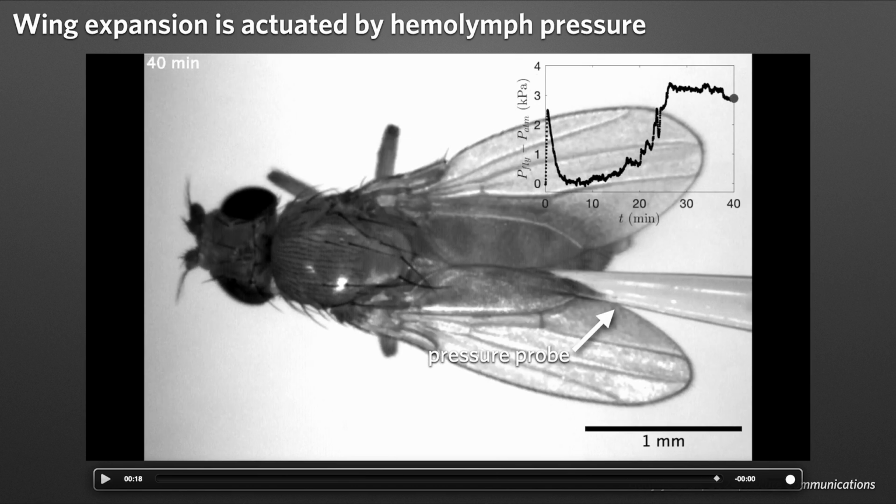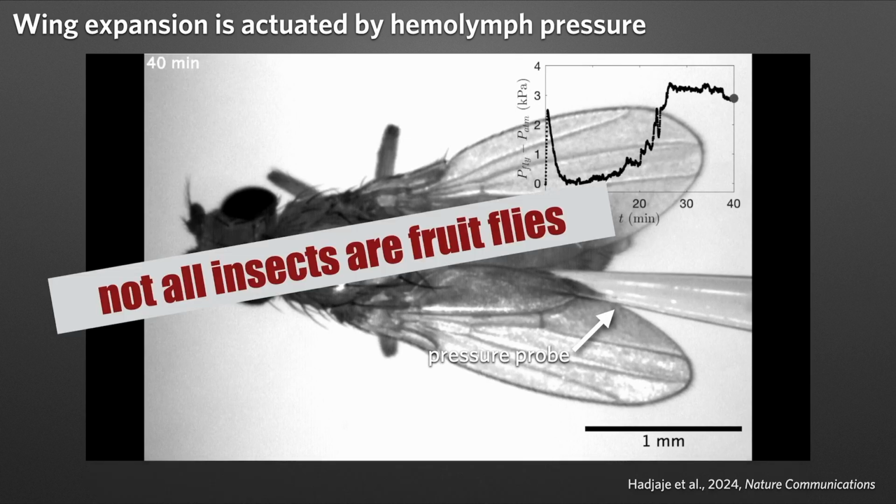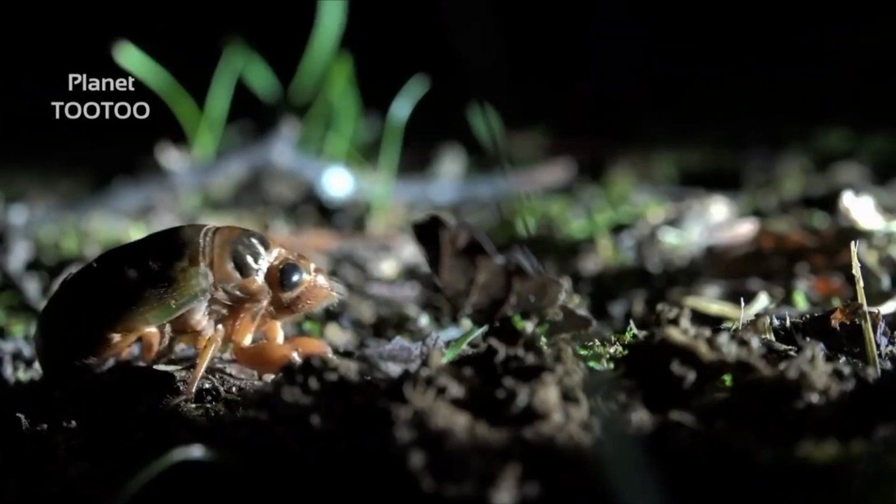But not all insects are fruit flies. And in terms of trying to understand what's going on in these wings, they're pretty small. So we work on bigger animals. This is a nymph of a cicada.